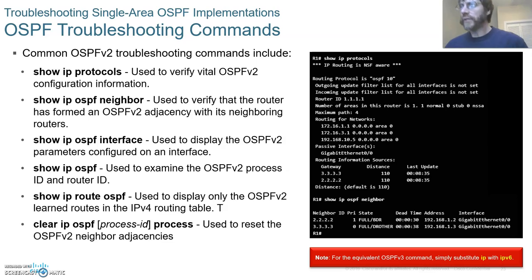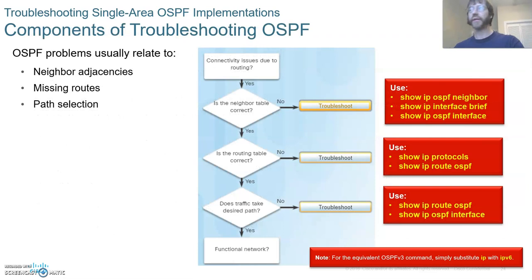Now, in terms of our troubleshooting components, there's some things to think about. Step 1, ask yourself, is the neighbor table correct? If it is not, do show IP OSPF neighbor, or show IP OSPF interface brief, or show IP interface brief, or show IP OSPF interface.